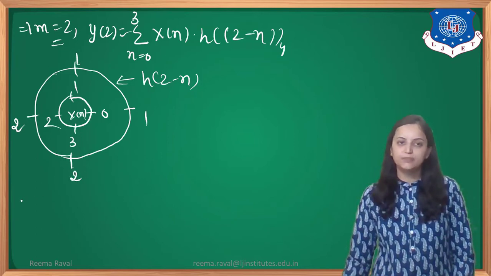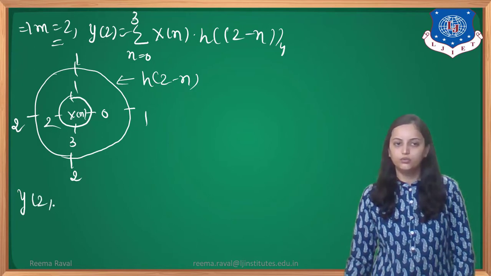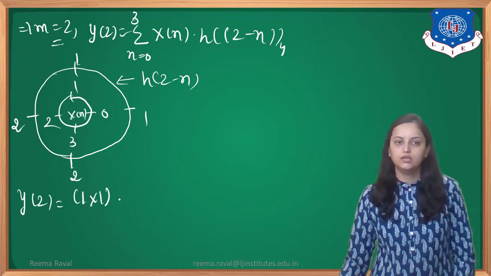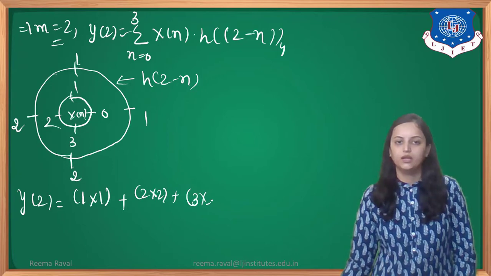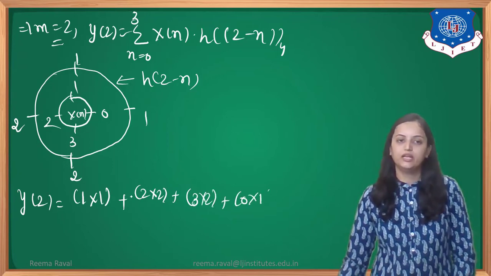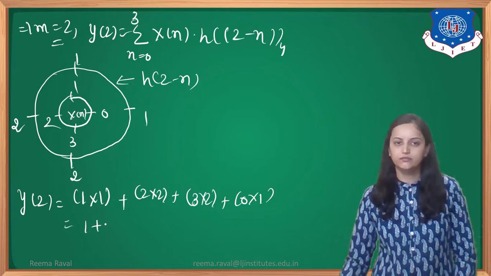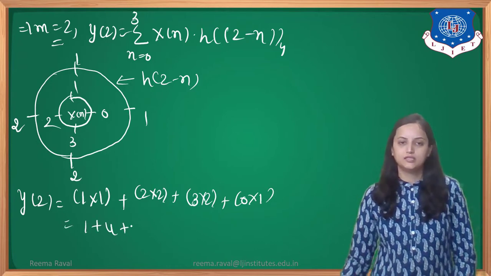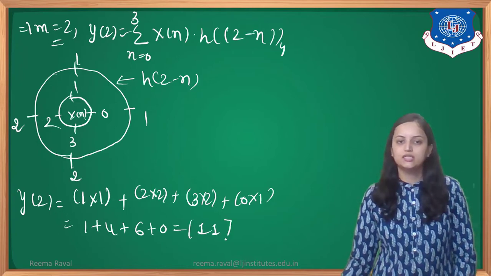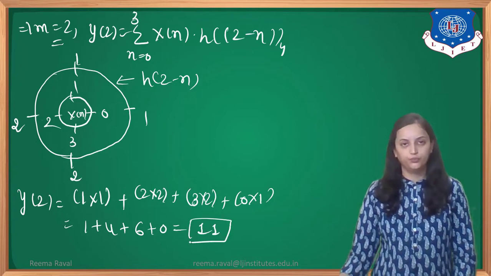Now let's multiply the respective elements to get y of 2. That will be equal to 1 into 1 plus 2 into 2 plus 3 into 2 plus 0 into 1. So this will give the value 1 plus 4 plus 6 plus 0, that will be equal to 11. So this is the answer for y of 2.